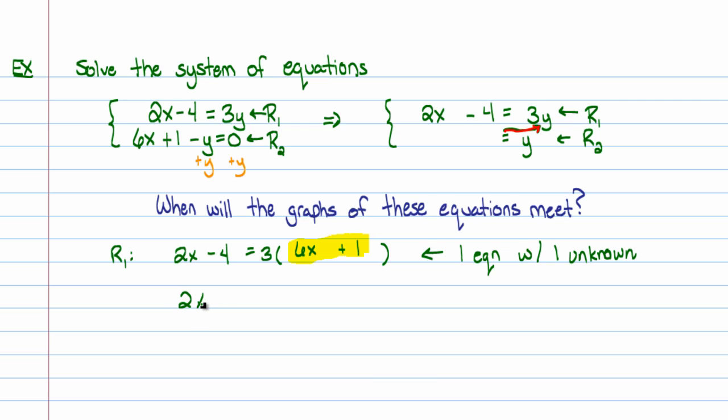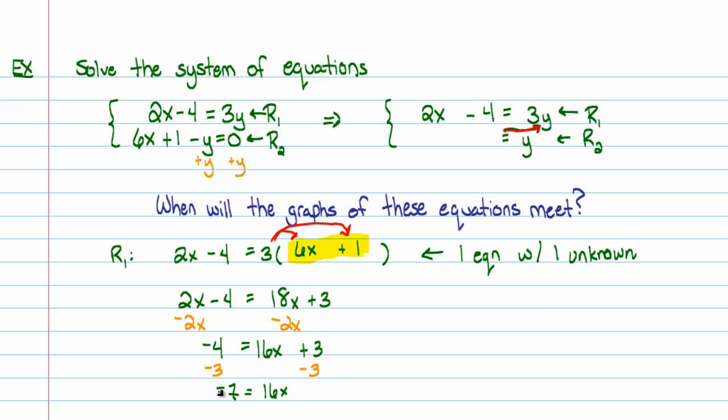The left-hand side is just 2x minus 4. The right-hand side, I shall distribute the 3 to each of these terms inside the parentheses. That gives me 18x plus 3. And from this point forward, I just subtract 2x from both sides. Go ahead and just write it down here so you can see it happening. I get a beautiful negative 4 is equal to 16x plus 3. And now I shall subtract 3 from both sides. And I get a beautiful 16x is equal to negative 7.